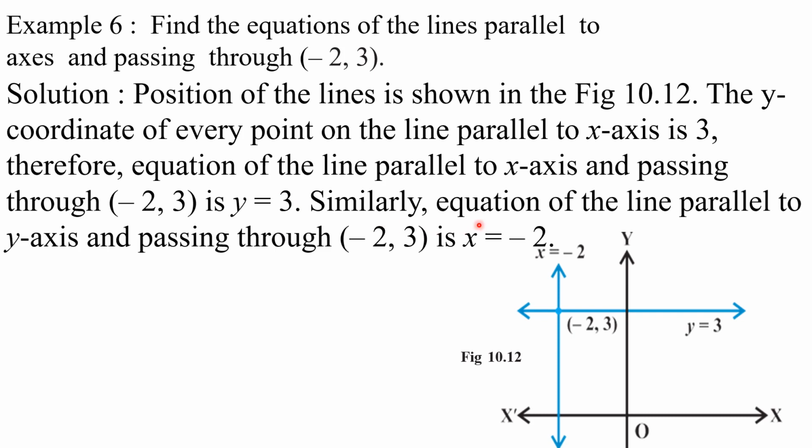Right. Similarly, the equation of the line parallel to the y-axis and passing through the point minus 2, 3 is x is equal to minus 2, because this line is at a distance of 2 units from the y-axis, but it is on the left side. So we write x is equal to minus 2. We are taking the negative sign here. Understood this point, my children?